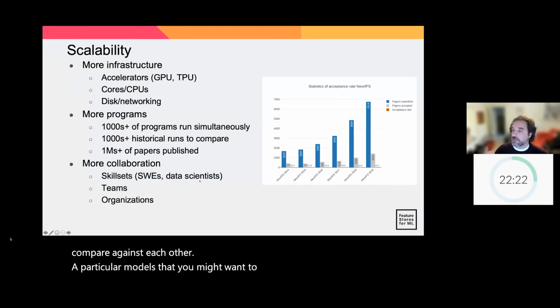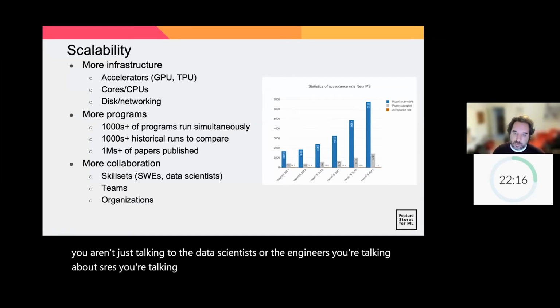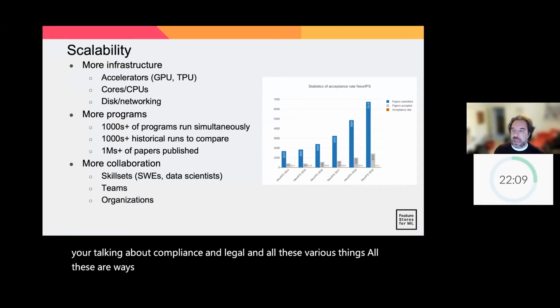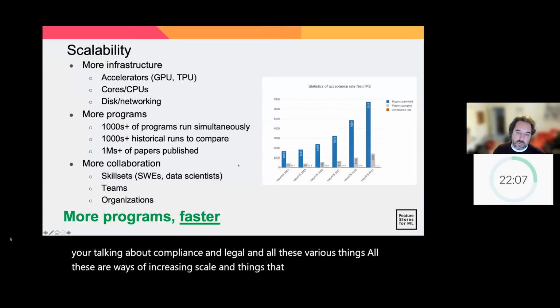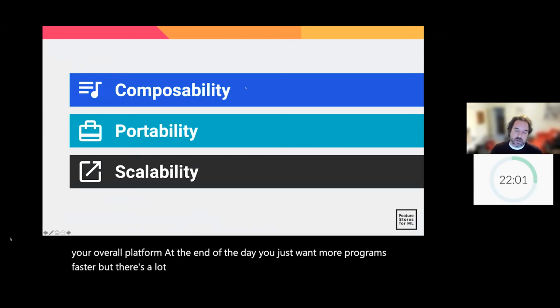And more skill sets, where you aren't just talking to the data scientists or the engineers, you're talking about SREs, you're talking about the engineers that are building it into your app. You're talking about compliance and legal and all these various things. All these are ways of increasing scale and things that you need to bring on to your overall platform. At the end of the day, you just want more programs faster, but there's a lot of elements to include there. So if we did our job right, we would build cloud native ML.